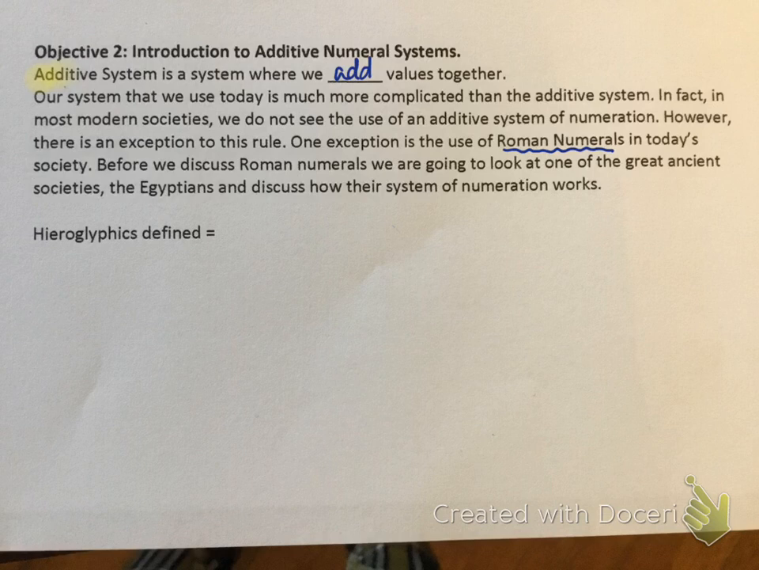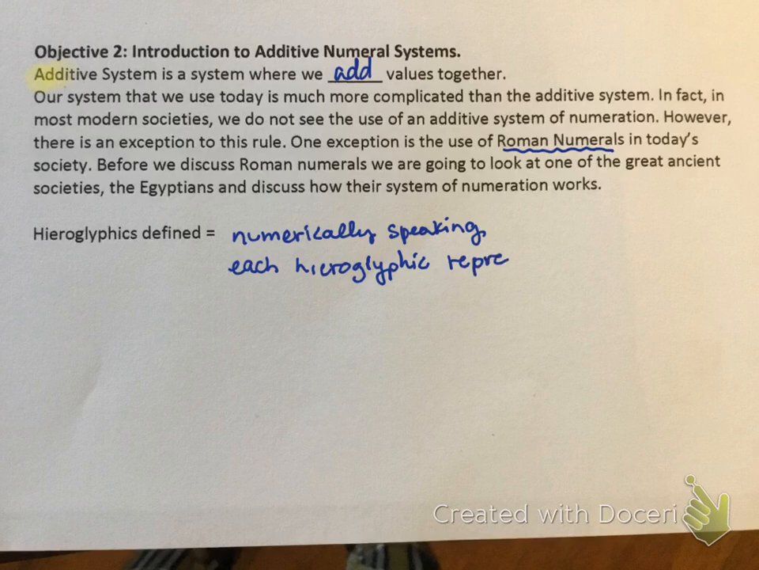But before we talk about that, we're going to be looking at the Egyptians. The Egyptians had an additive system that we're going to look at. Before we do, we have to talk about the hieroglyphics. Numerically speaking, each hieroglyphic represents a number in our system.